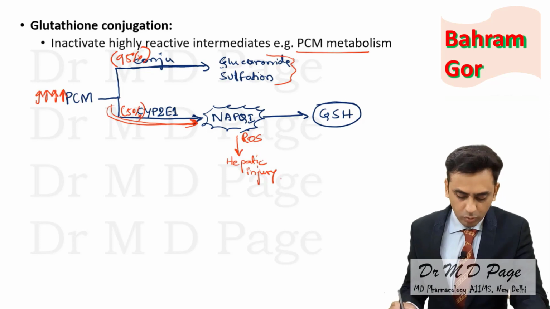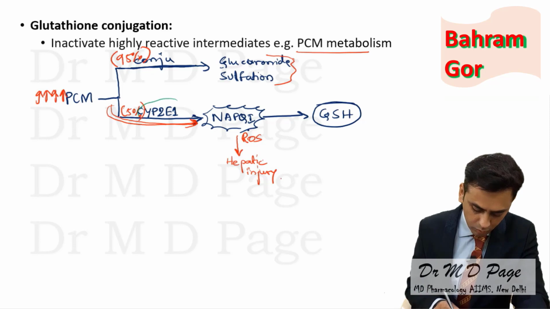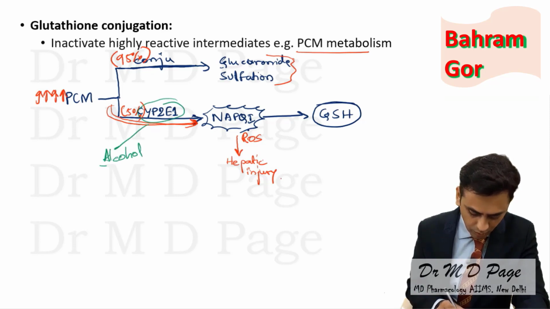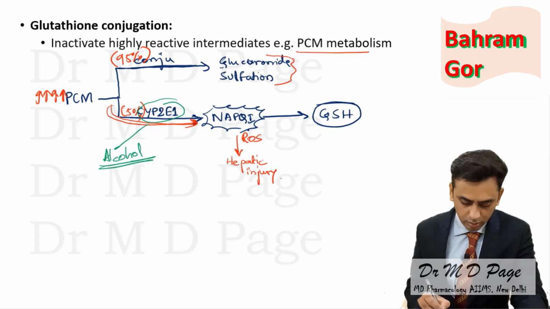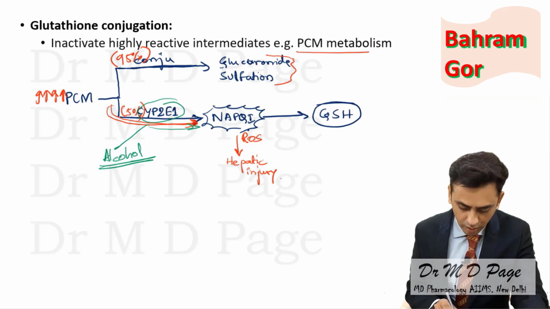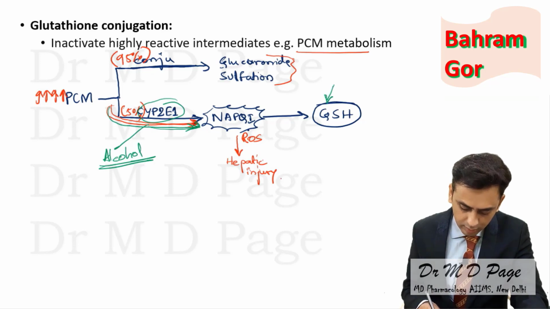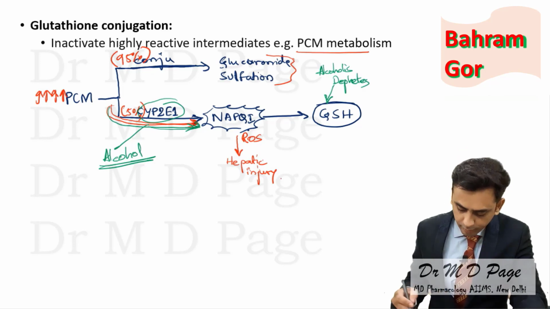So in paracetamol toxicity, one more thing is that CYP2E1 is induced by alcoholism. Why was I repeatedly saying alcoholism? Because in alcoholism CYP2E1 activity is increased, so more NAPQI is formed. Apart from that, GSH is also depleted in alcoholism. Alcoholism depletes this GSH.